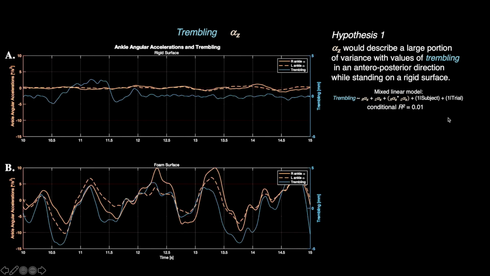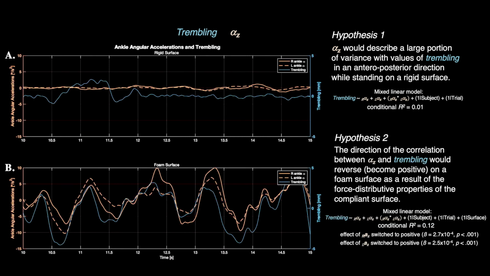But what do the stats say? How strongly correlated are these actually? So I had two hypotheses. The first of which is that ankle angular accelerations would describe a large portion of variance with values of trembling in an anterior-posterior direction while standing on a rigid surface. I used a mixed linear model as shown below. Trembling is explained by or correlated with the right ankle angular accelerations, the left ankle angular accelerations, their interaction with random effects of subject and trial. This model actually produced a conditional R-squared of 0.01.